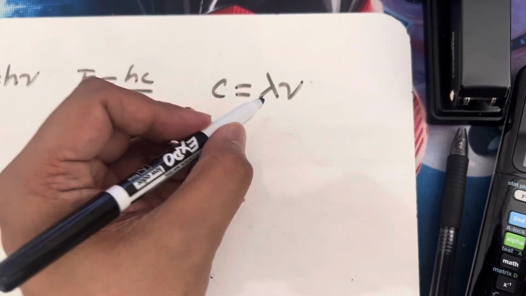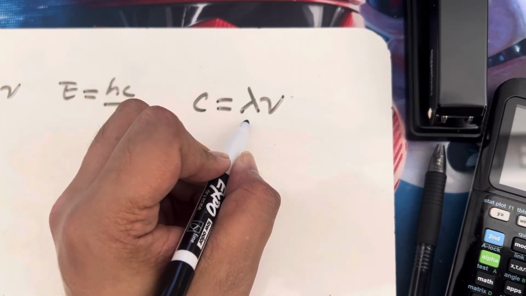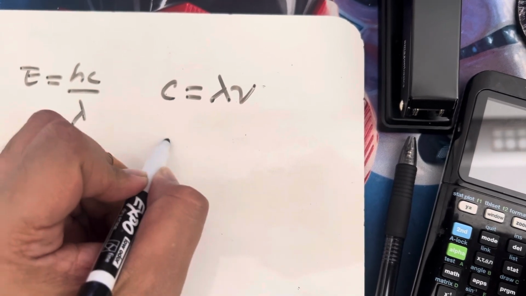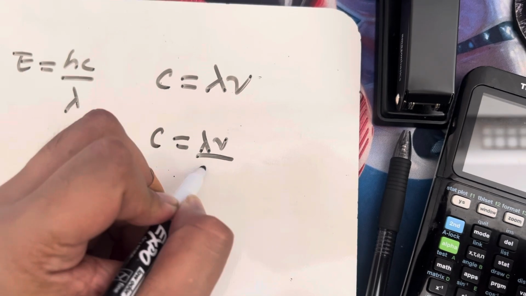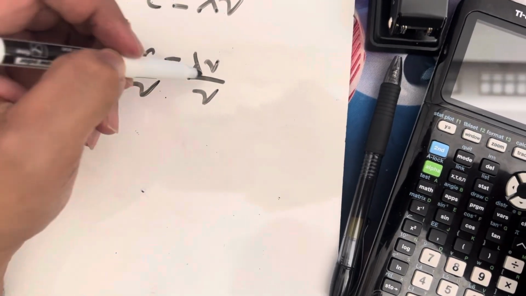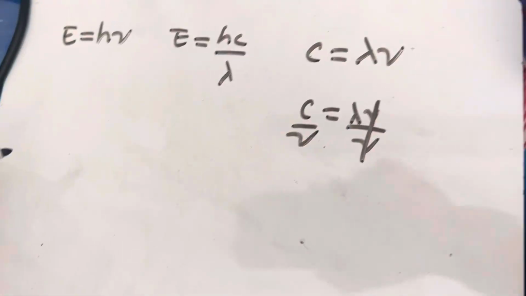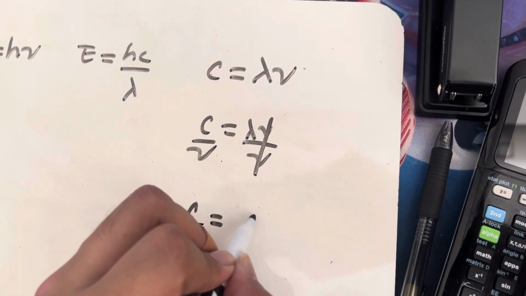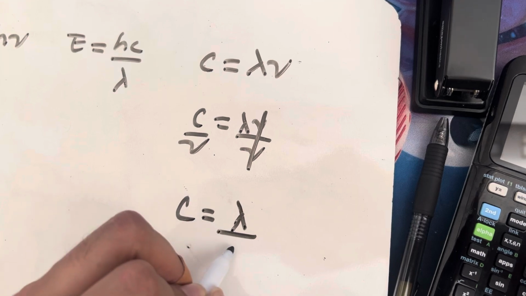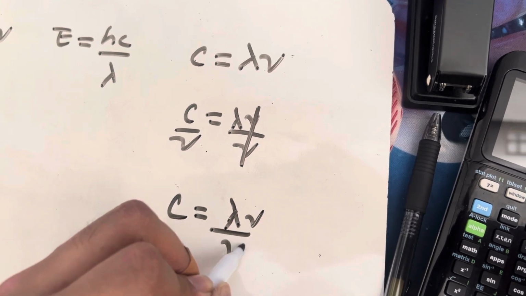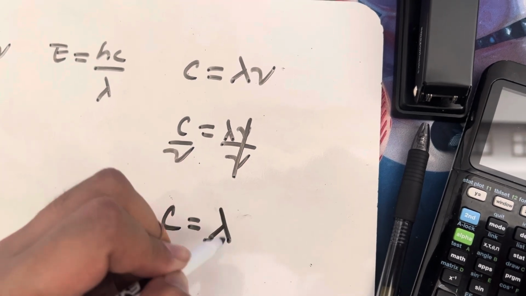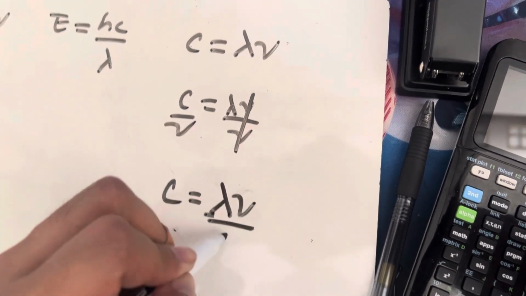Some easy ones we've covered: if you're trying to solve for a wavelength and they give you the frequency, you divide both sides by the frequency to get it by itself. Or if they want the frequency, you divide both sides by the wavelength.